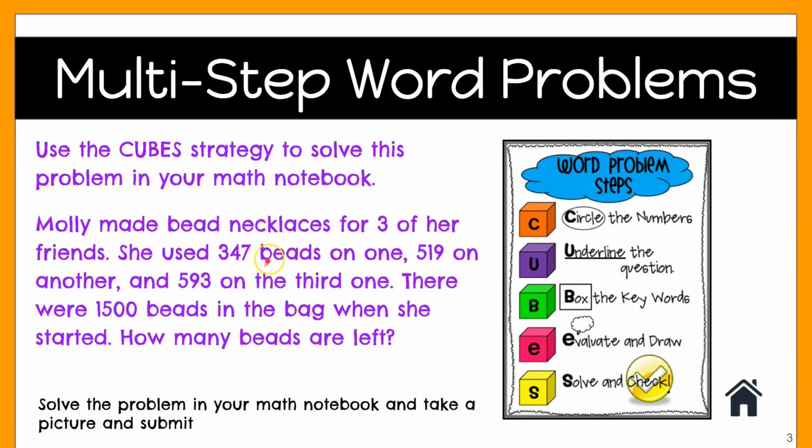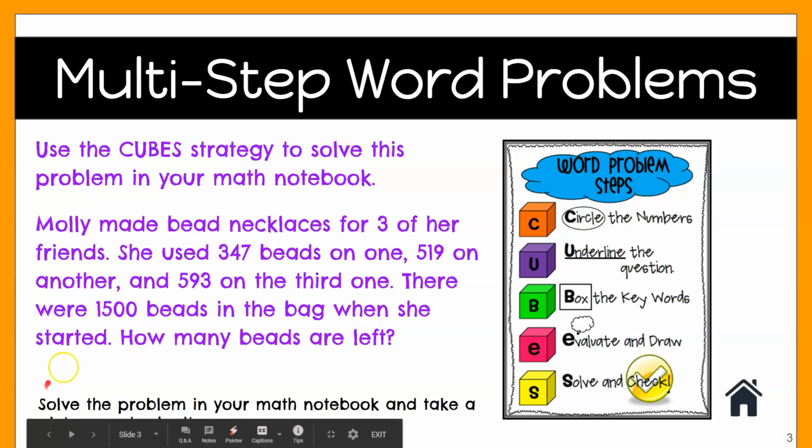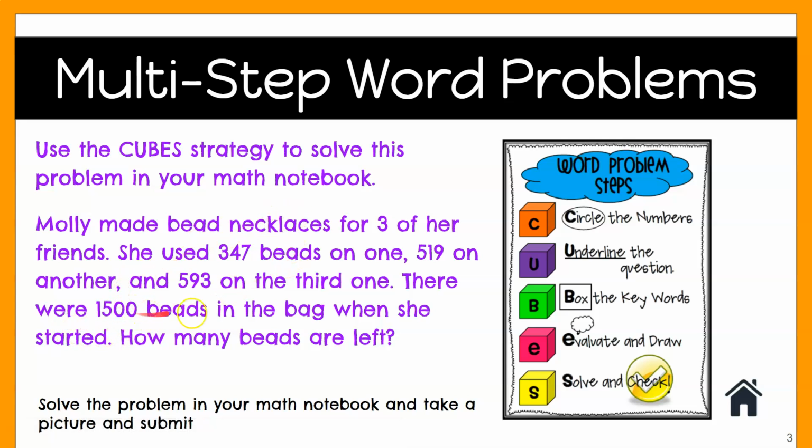and then take that number and subtract it from 1,500 to know how many would still be left over. So I'd like you in your notebooks to add 347, 519, and 593. Next, take 1,500, and then subtract the number that you found when you added up. Please pause this video whenever you need to do your work.